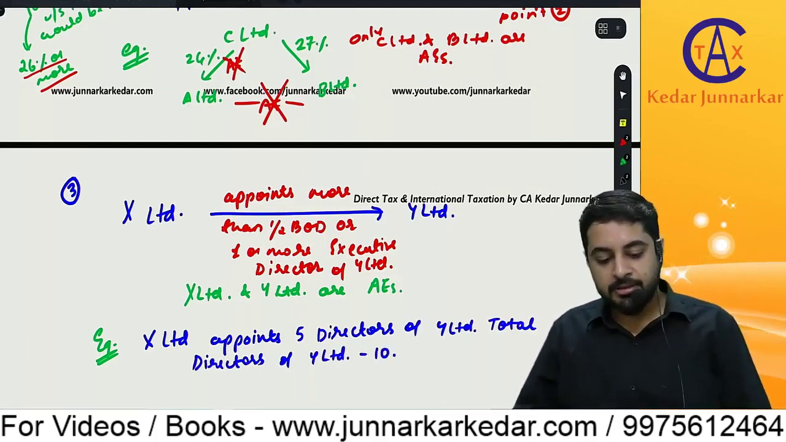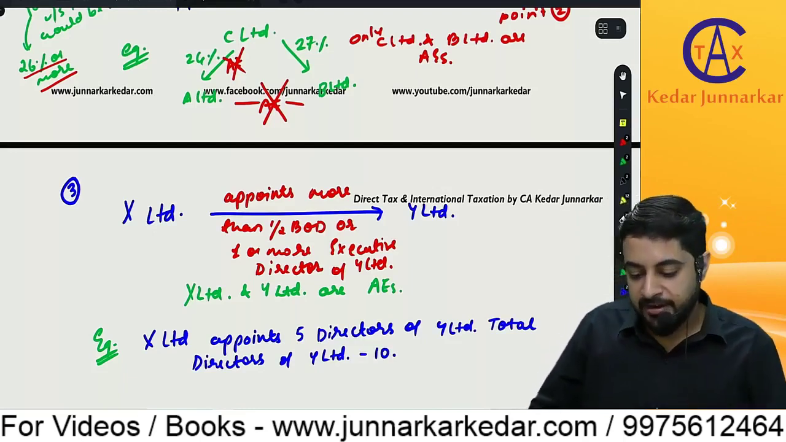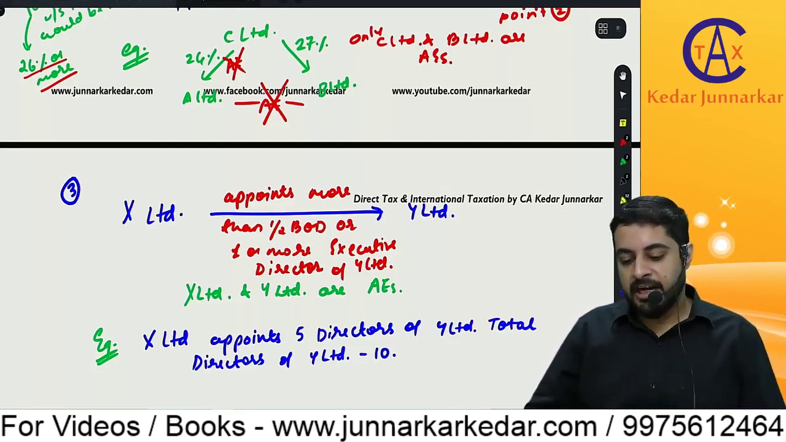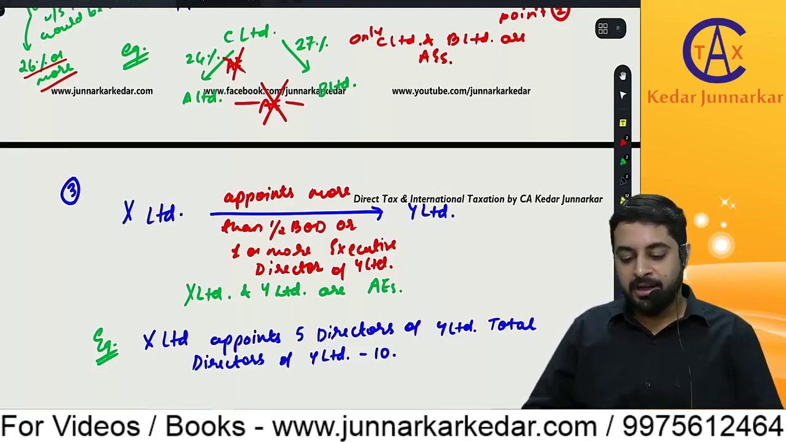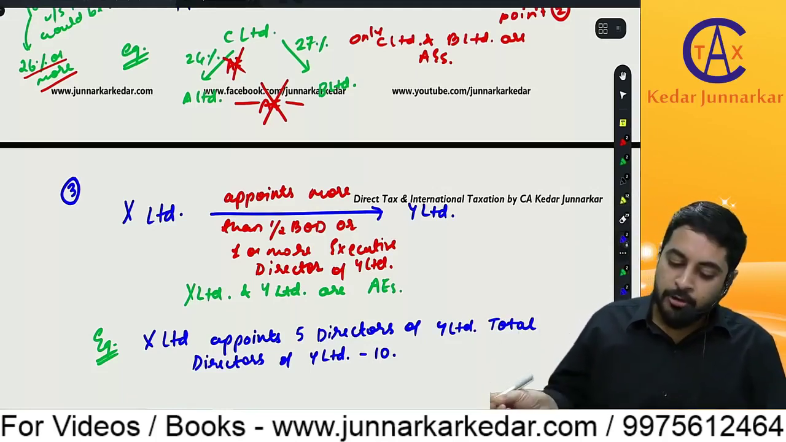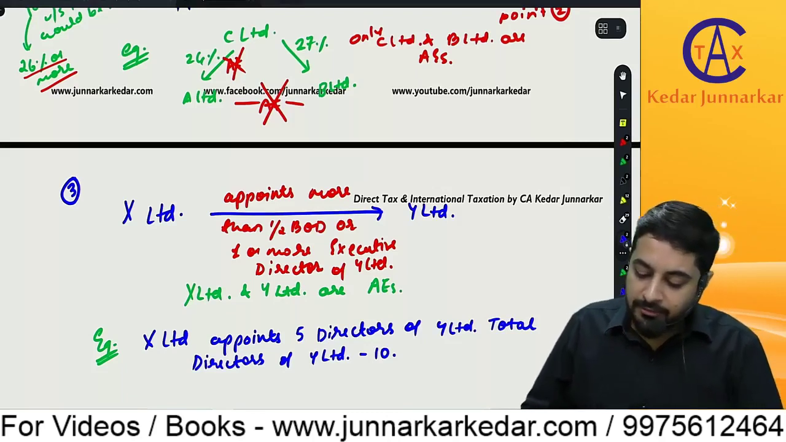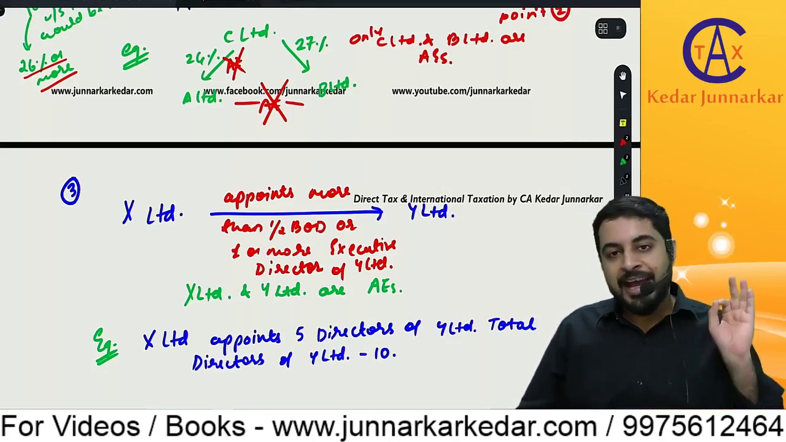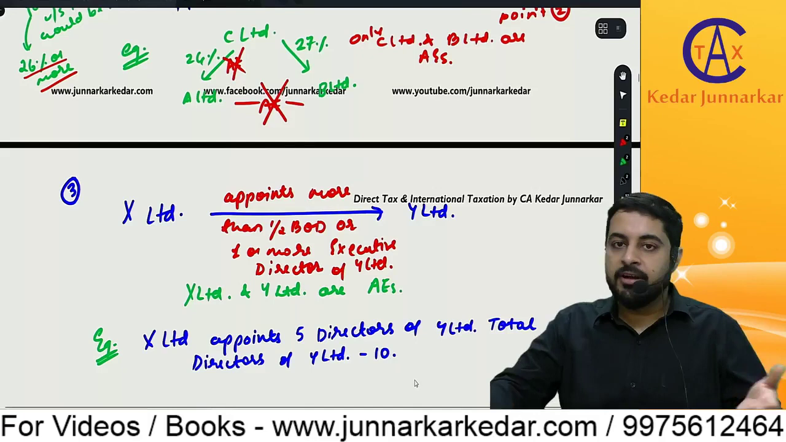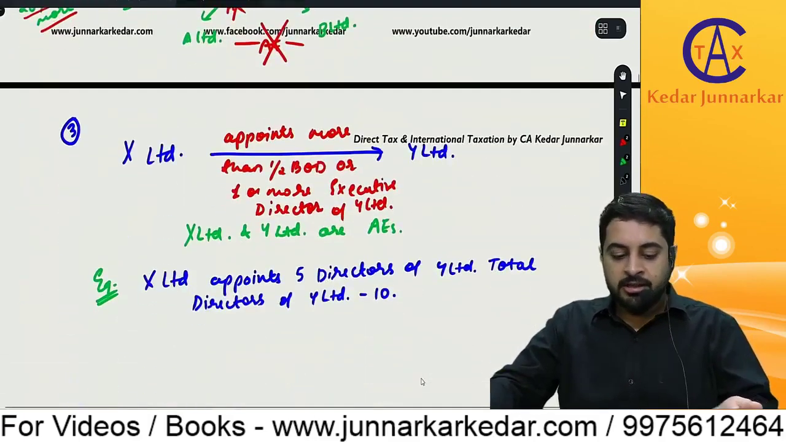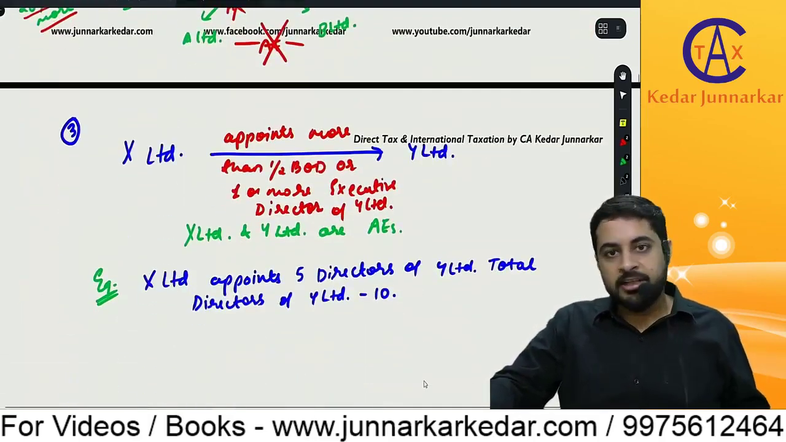So one example, X Limited appoints 5 directors of Y Limited, total directors of Y Limited 10. In that case, are they A's? No. X Limited should appoint more than half of the BOD. So 5 is half. So if X Limited appoints 6 or more directors, then only they are. Assuming that the 26% criteria is not there, then this criteria has to be checked. So they are not A's.